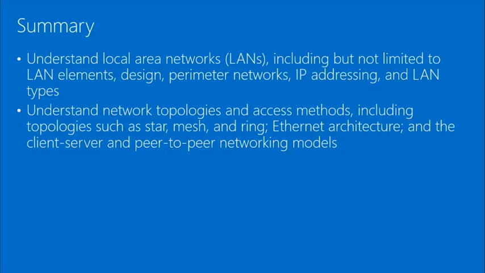Okay. So now we're at a summary of what we've talked about. We've talked about understanding local area networks: LAN elements, design, perimeter networks, IP addressing, and LAN types. We've talked about understanding network topologies and access methods. Topologies: star, ring, mesh. We've addressed Ethernet architecture, and client-server and peer-to-peer networking models. We've covered quite a bit of content. And if you're feeling overwhelmed, you should. And this is just the tiniest tip of the iceberg.